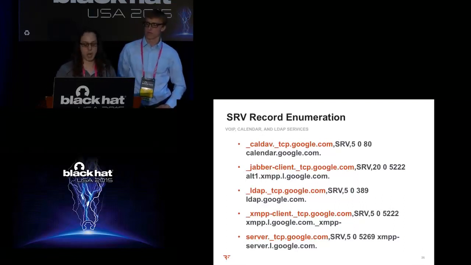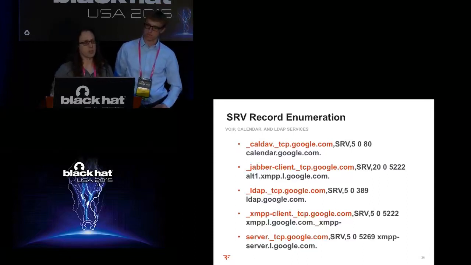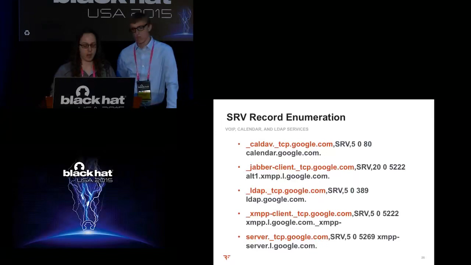The next service is a Jabber client, and this is running on port 5222 and is pointing to a Google service. There's also LDAP here. Now, in a Windows environment, the LDAP server is the domain controller. They're one and the same. We can see it's running on port 389, and it can be found at ldap.google.com.